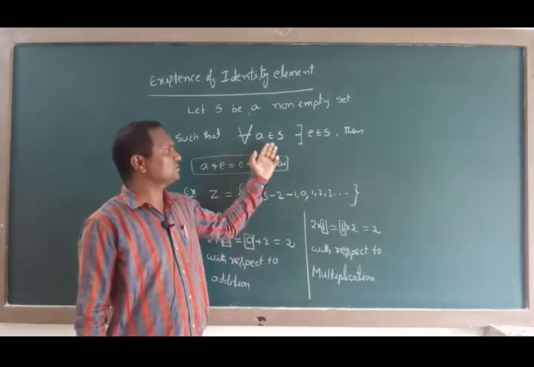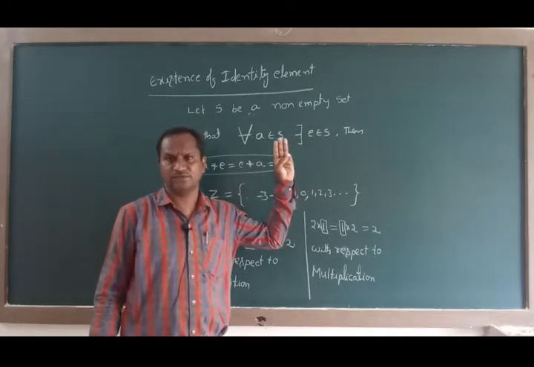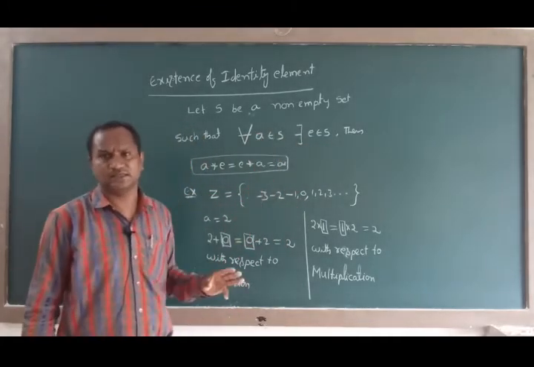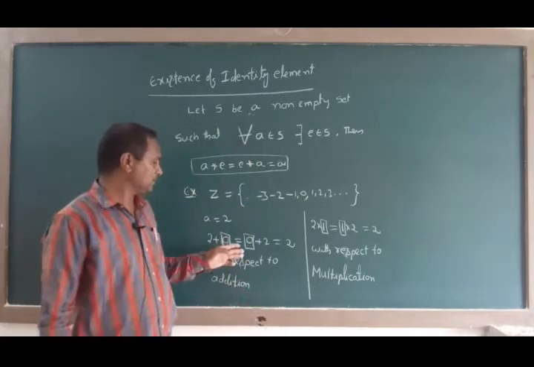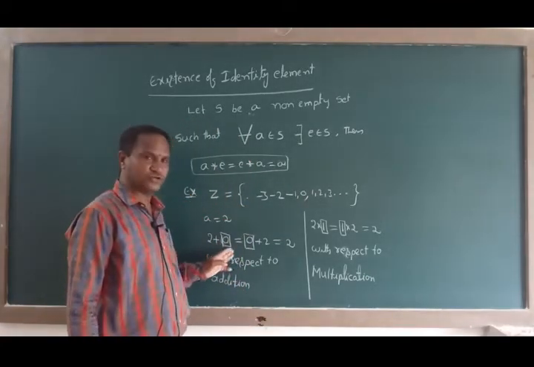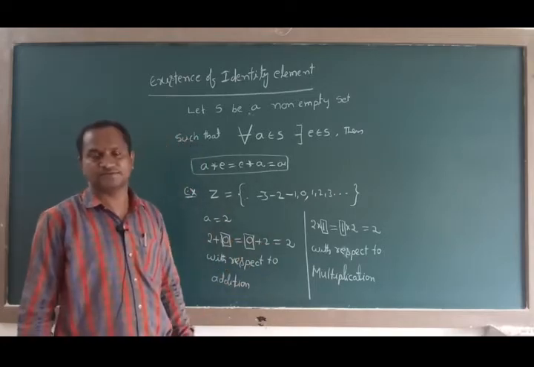For all A belongs to capital S, there exists E belongs to capital S, definitely present in that set, where we are calling E an identity element. We can take 3 also. 3 plus 0 is equal to 0 plus 3 is equal to 3. 0 is an identity element.